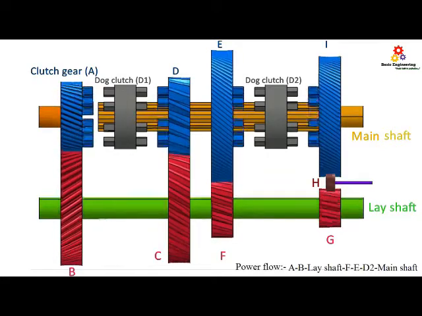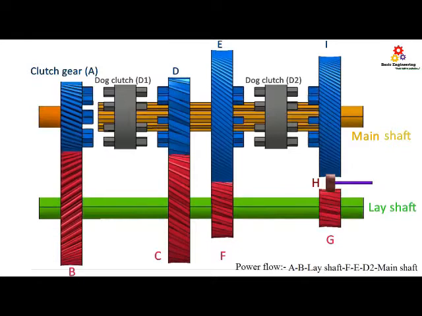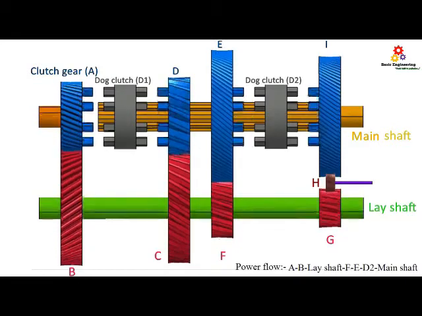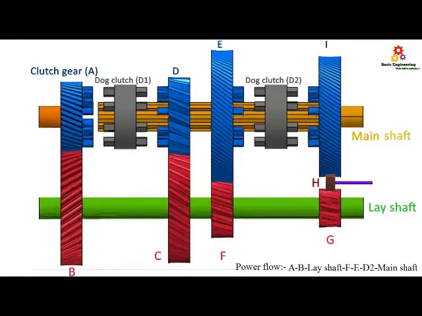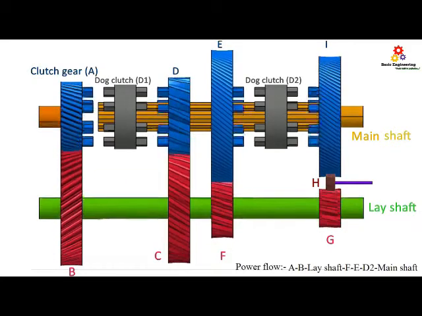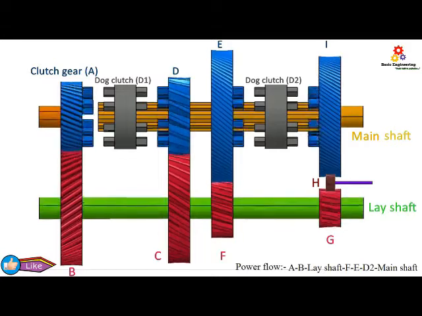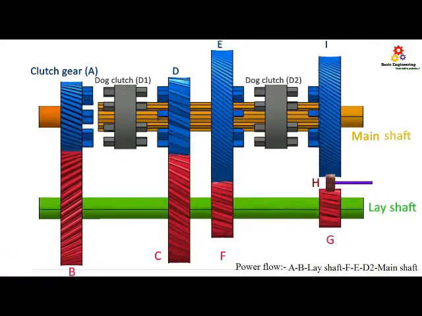The gears mounted on the lay shaft are fixed on it, but the gears present on the main shaft can rotate freely because of the use of bearings. We have already discussed in the previous video that in sliding mesh gearbox, one gear is slid over the other gear.